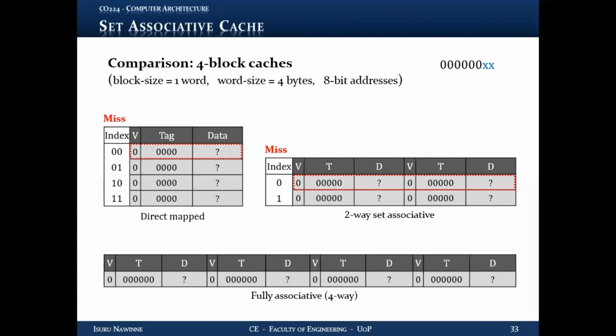It's going to be a miss again, right? Because valid bit is 0. Again, for both the ways in this cache, the valid bit is 0. Way 1, valid bit is 0. Way 0, valid bit is 0. So the hit status is going to be actually miss.